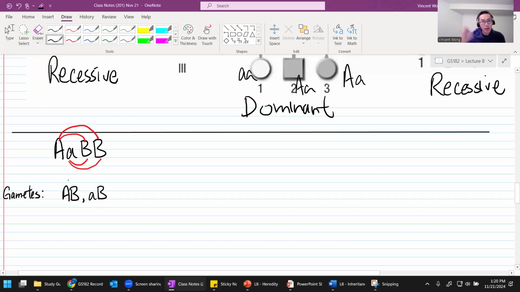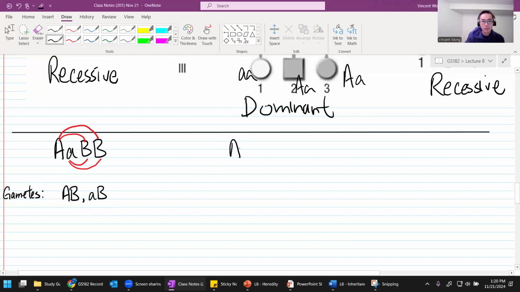You're not going to get two A's in the same gamete, because of the law of segregation. The alleles are going to separate during meiosis, and you can only get one of the two, unless there is a non-disjunction, which, as you know, is a mistake that happens during meiosis.